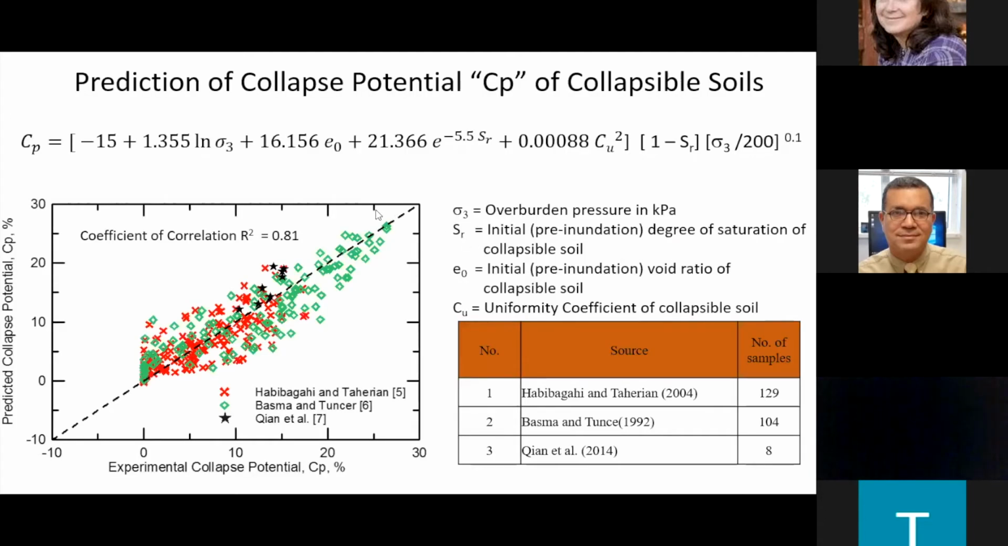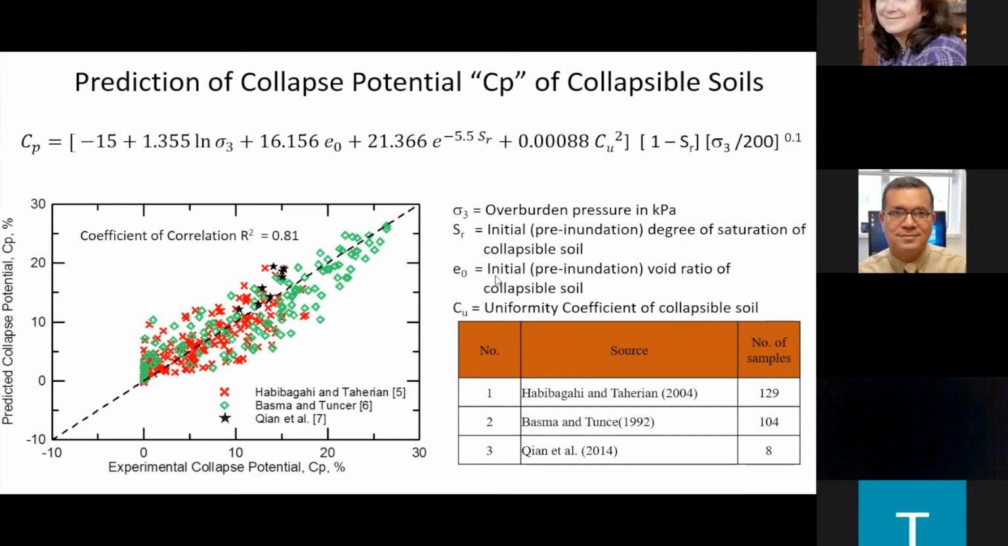Okay, what parameters affect the collapse potential of the soil? We have four parameters here, or four properties. One of them is the overburden pressure on the soil, how much overburden pressure this soil is having. I mean the depth of the soil, in fact. This is number one. Number two is the initial degree of saturation. How much is the original saturation ratio of this soil before we inundate it? Of course, usually it's very low, 10%, 15%, 20%. And this parameter is very influential here too.